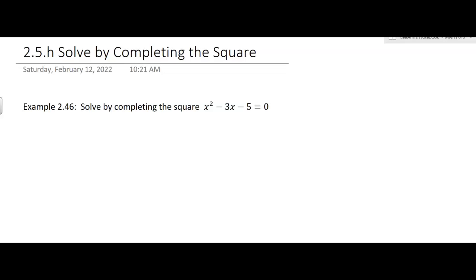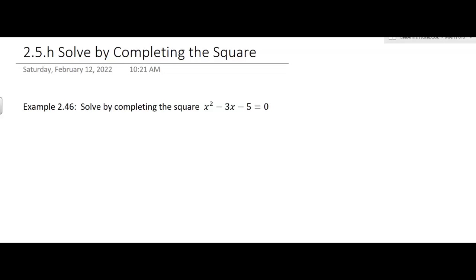Okay, so now we have a third method to solve a quadratic equation. It's called solve by completing the square. And you can use it for, I'm going to say, any quadratic equation. Sometimes it's a really easy method to use, and sometimes it's the best method.